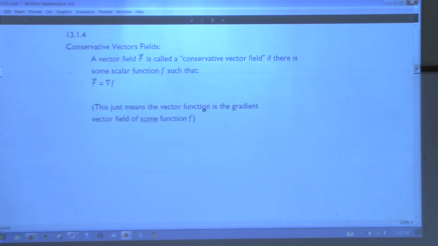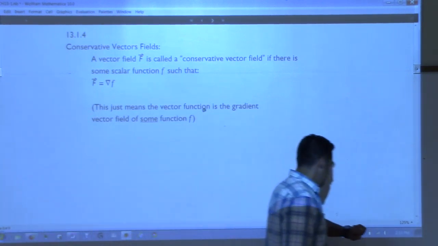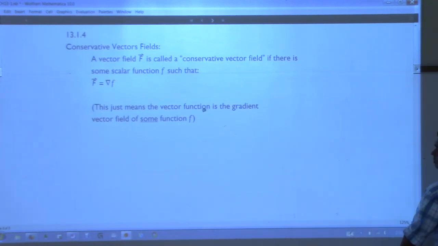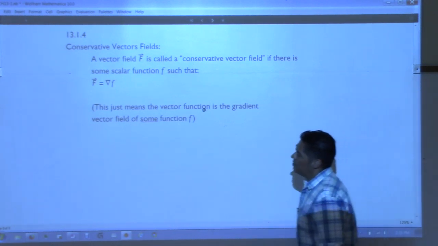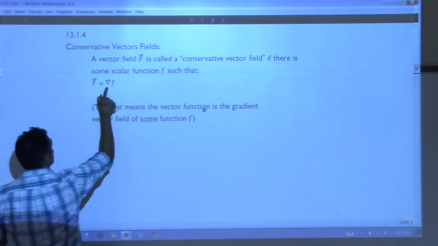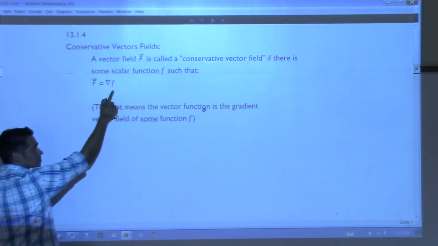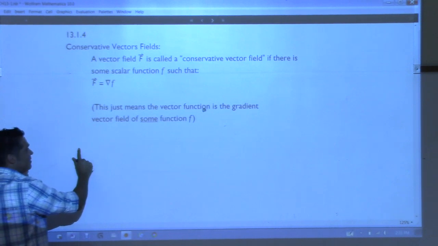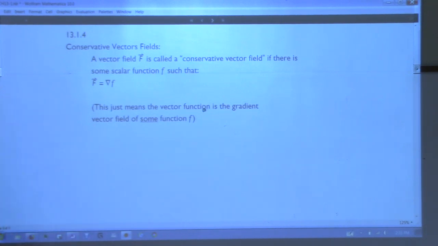So now we have a definition, and this definition always seems to cause students issues. The definition of a conservative vector field. A vector field, capital F, is called a conservative vector field if there is some scalar function, little f, such that the field is equal to the gradient of f. This just means that the vector function is the gradient vector field of some scalar function f.